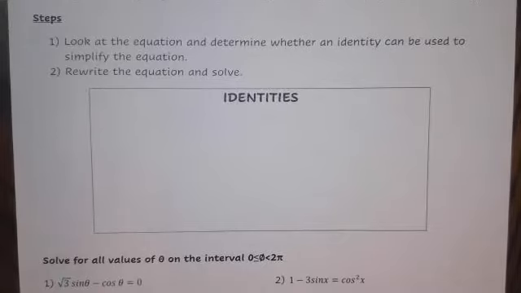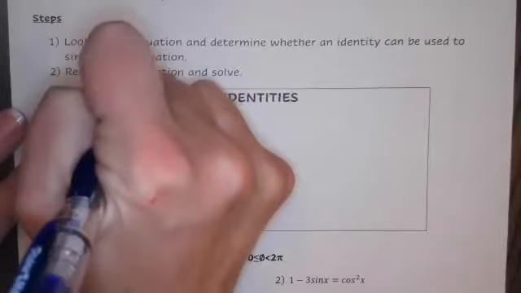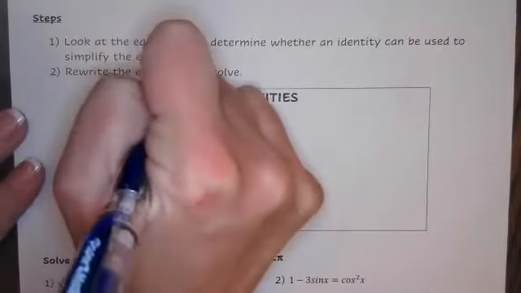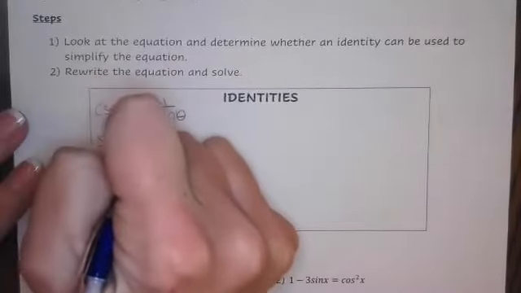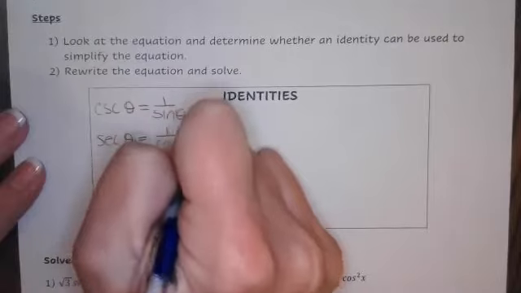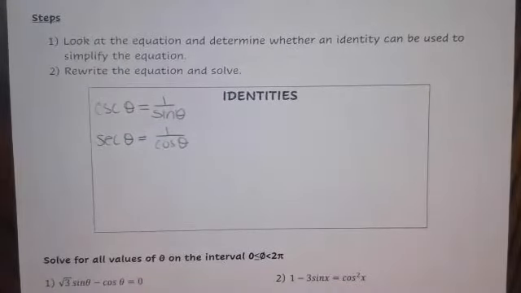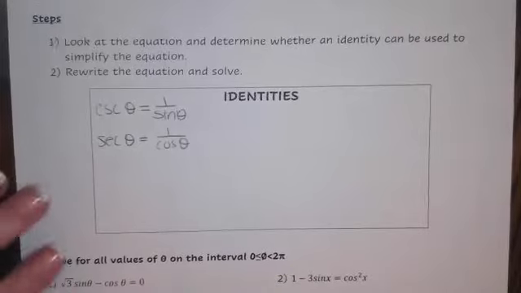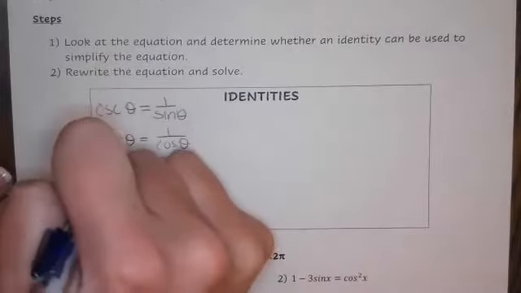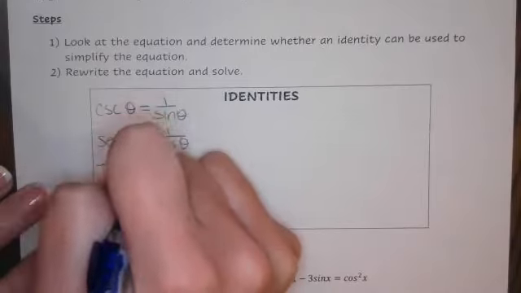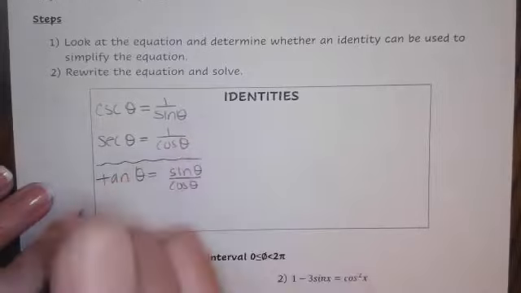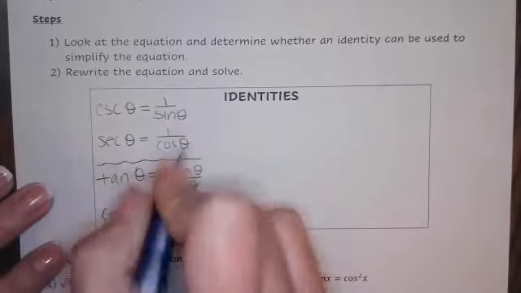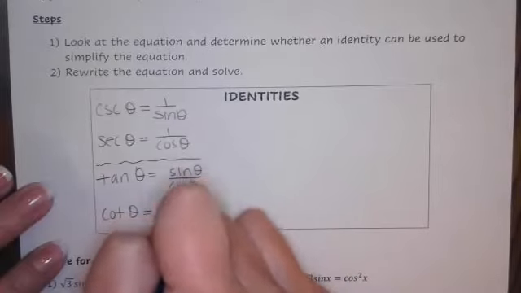In identities, I want you to keep some of these in mind, the ones that you need to know really well. That's cosecant of theta, which is 1 over sine of theta, and secant of theta, which is 1 over the cosine of theta. So those two reciprocal ones are really important. You're going to use those quite a bit. Same with the tangent and the cotangent. So tangent of theta is equal to the sine of theta over the cosine of theta. And the cotangent of theta is cosine of theta over sine of theta.